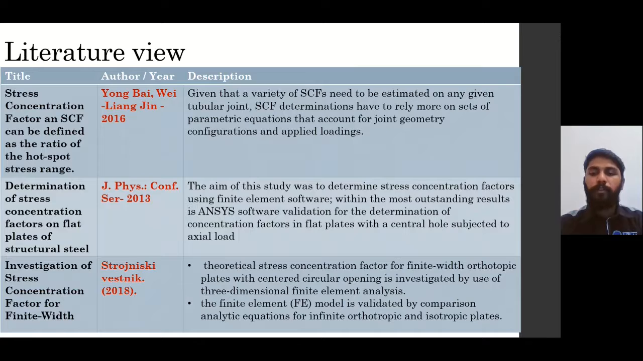Within the most outstanding result is analysis software validation for the stress determination of concentration factor in a flat plate with a central hole subject to axial load. The third is investigation of stress concentration factor for finite width, authored by Stronginski in 2018. The first point is theoretical stress concentration factor for finite width orthotropic plate with central circular opening, investigated by use of three-dimensional finite element analysis.